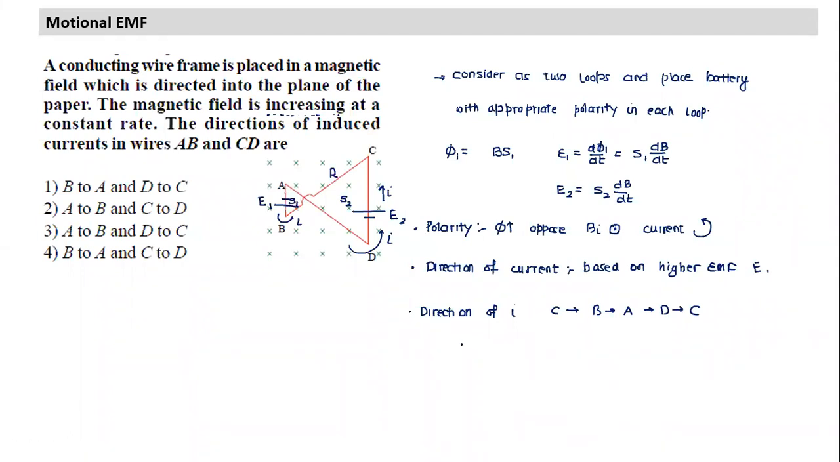When we unravel it, will the direction of current change? Suppose we flip it towards this side, so B comes to this side and A comes to this side, a 180 degree rotation. Will the direction of current change? It will not change. The only thing is the current value will increase. If I rotate the left triangle by 180 degrees, both EMFs will be in the same direction, so the current will increase. It's like a loop of BCAD.